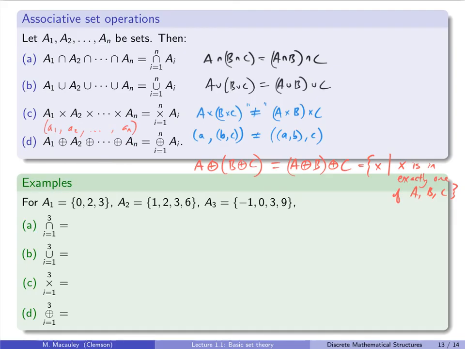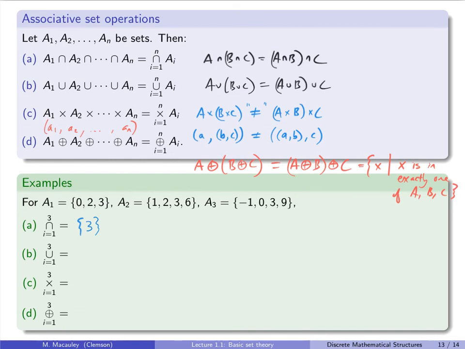Okay, a few quick examples. Here are 3 sets. A1 is {0, 2, 3}. A2 is {1, 2, 3, 6}. And A3 is {-1, 0, 3, 9}. What is the intersection of these 3? What is the set of elements that are in all of these? Well, 0 is not in A2, 2 is not in A3, and 3 is in all of them. So it's just the set containing 3.